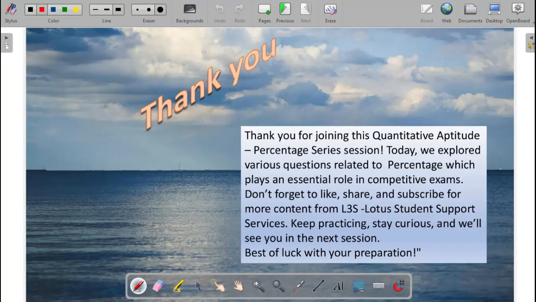Once again, we learned in this session what percentage means, how to convert between fractions, ratios and decimals, and how to apply this concept in real life examples, including profit, loss, and population change. So practice this regularly to build confidence, because percentage forms the foundation for many aptitude topics like profit and loss, simple interest, compound interest, and data interpretation.